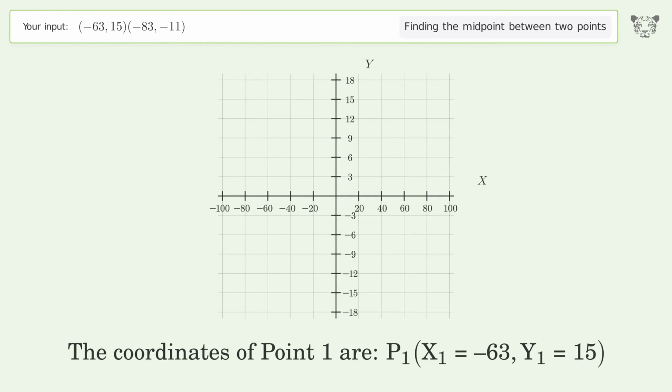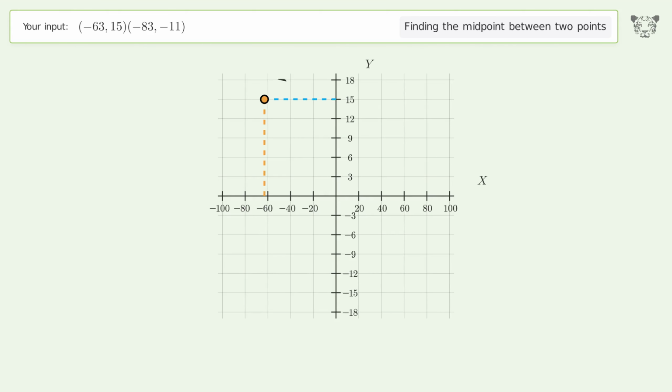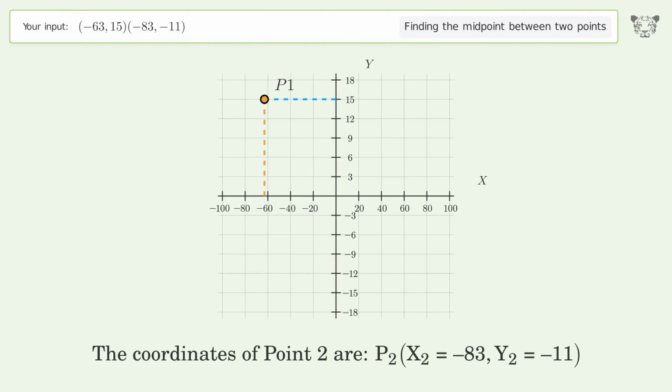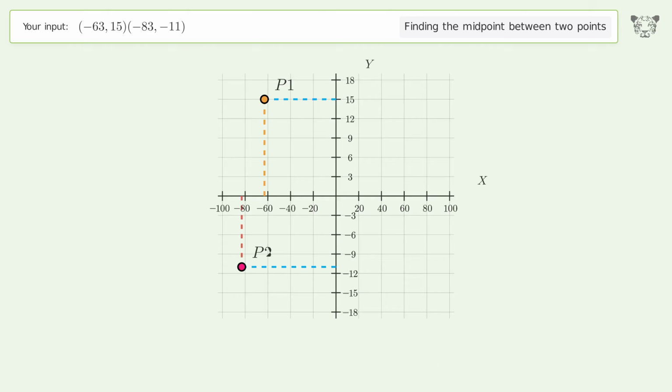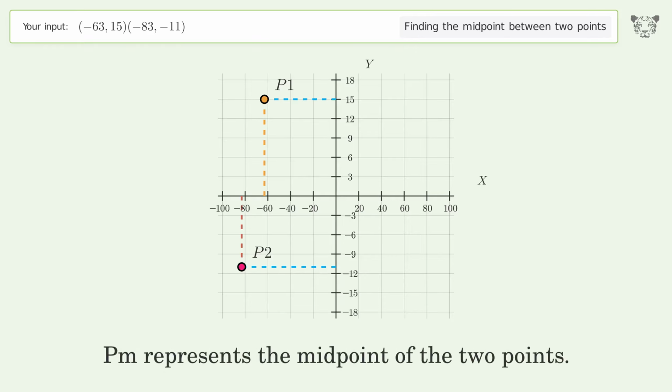The coordinates of point 1 are, x1 equals negative 63, y1 equals 15. The coordinates of point 2 are, x2 equals negative 83, y2 equals negative 11. PM represents the midpoint of the 2 points.